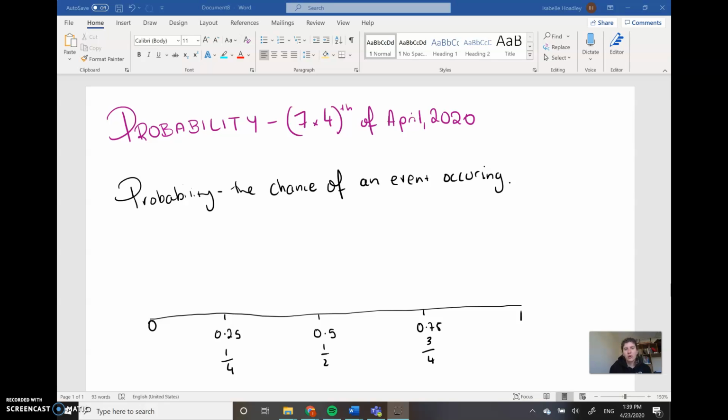Alrighty, so here's your heading and your date, and I want you to write down in your book, the probability is the chance of an event occurring. So when we're talking about probability, that's what we mean.